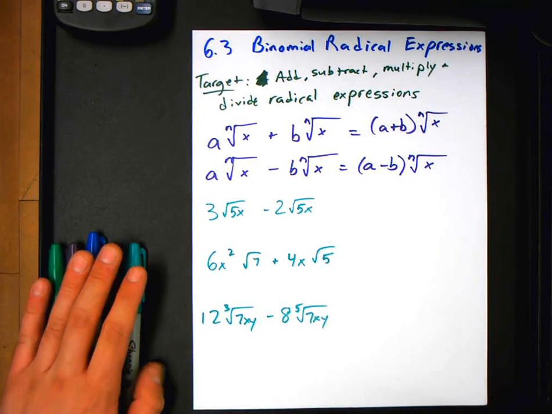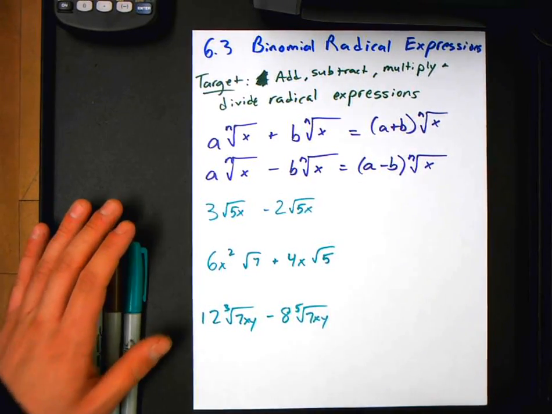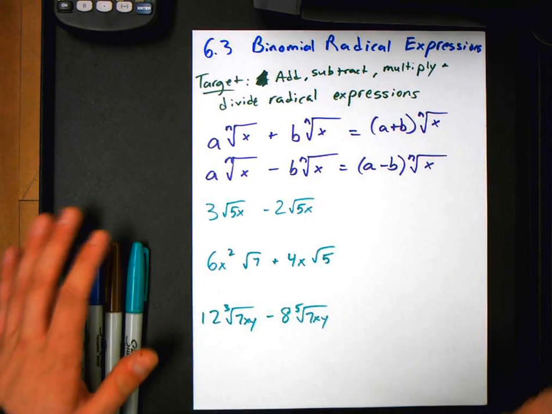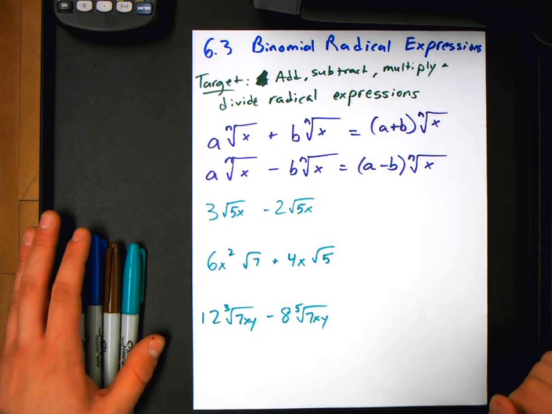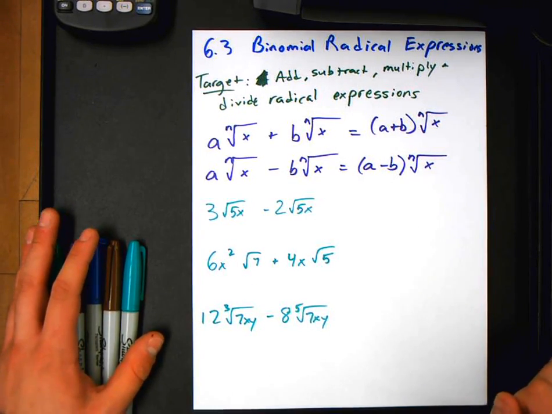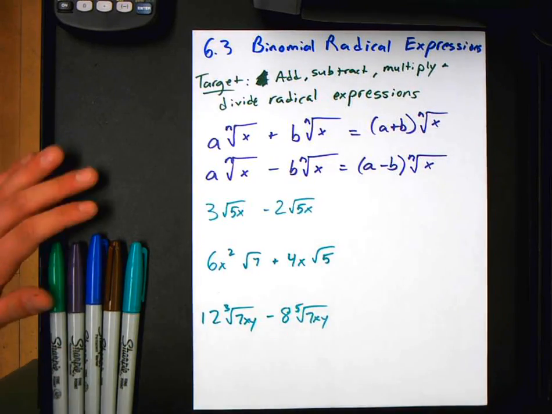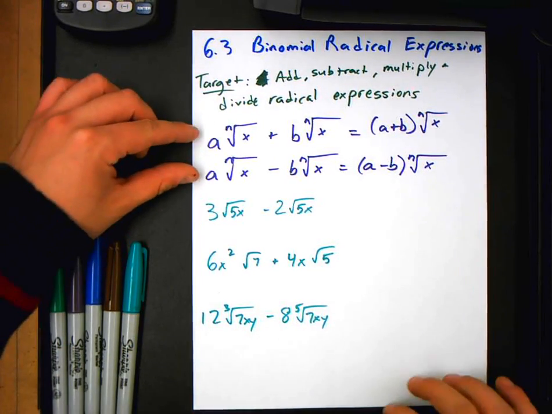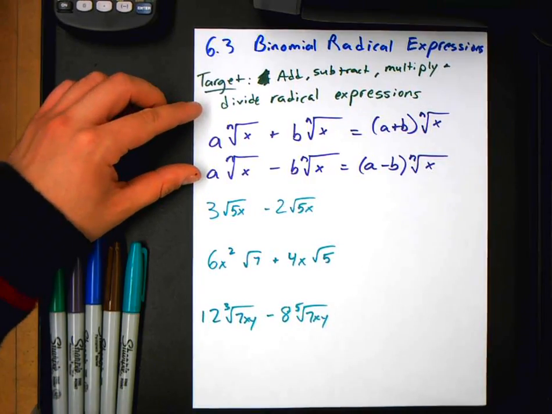Hello, this video is on section 6.3, which is titled Binomial Radical Expressions. And the learning target for this one is to add, subtract, multiply, and divide radical expressions. The first two lines here that I've written in purple are basically the only two formulas you'll need.